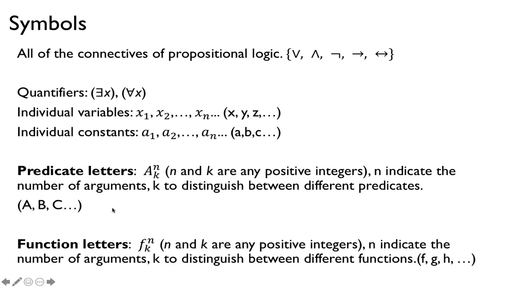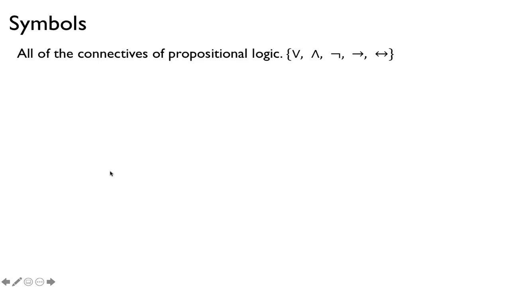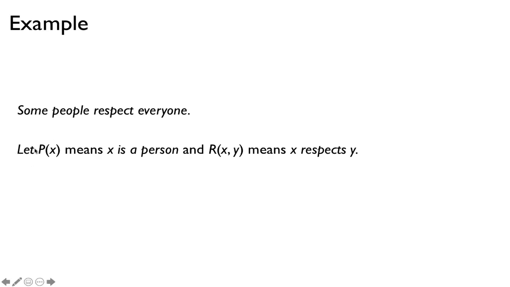And we also have function letters. We saw, for example, a predicate letter can include things like, if I go back to the previous example, p of x, right, this is a predicate letter. R of x, y is another predicate letter. They usually denote a relationship between objects.